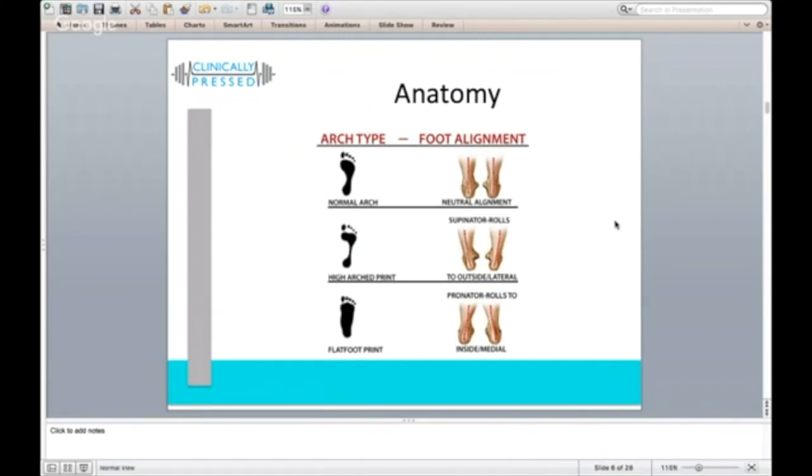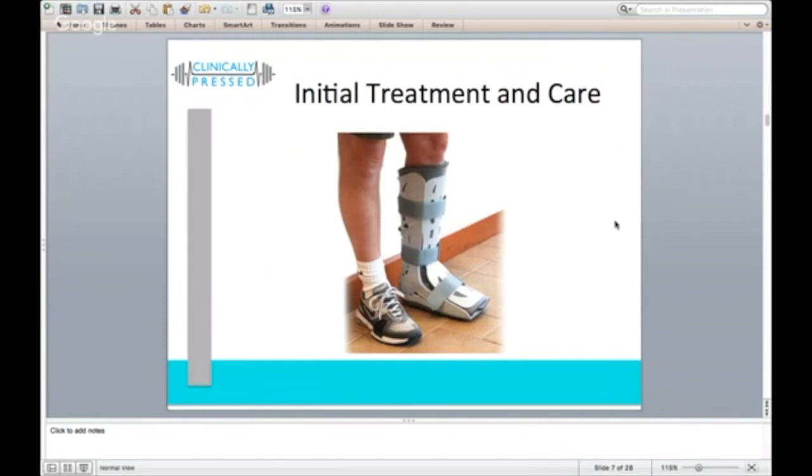So we'll get into more of the treatment part of dealing with these types of things when you have a different foot alignment here later in the talk. Initial treatment and care. This is another common one, unfortunately, for our lower extremities, but immobilizing to reduce pain.